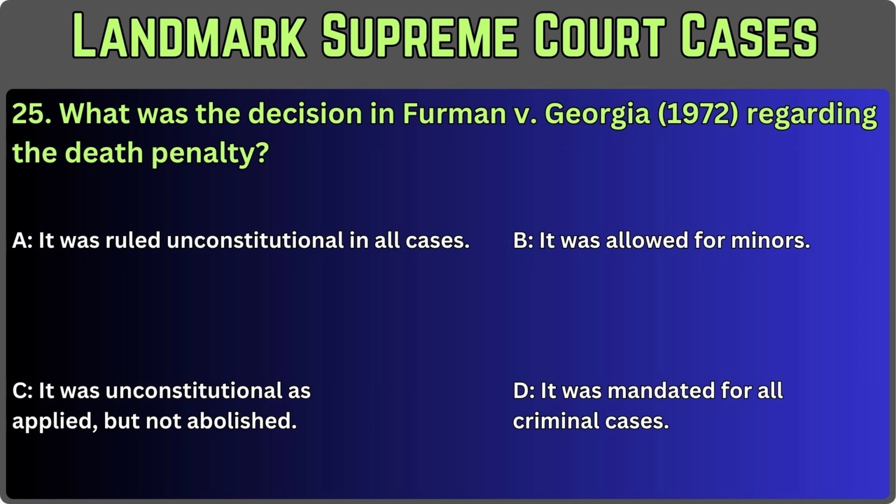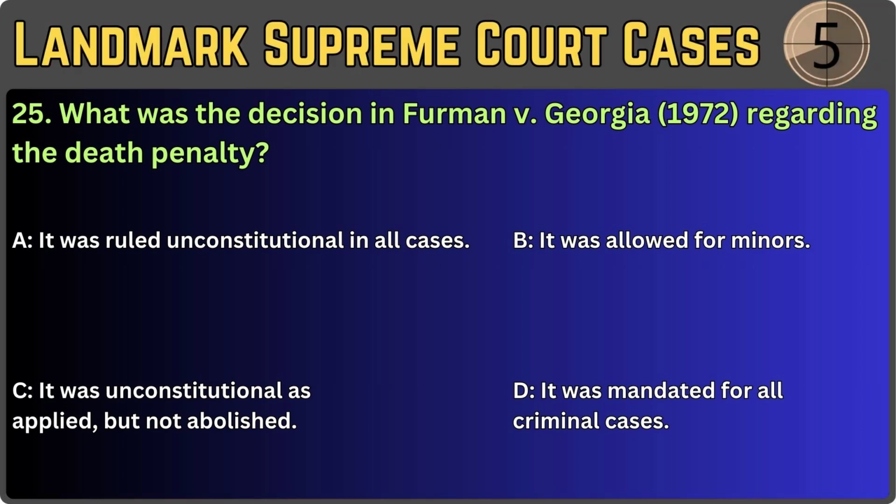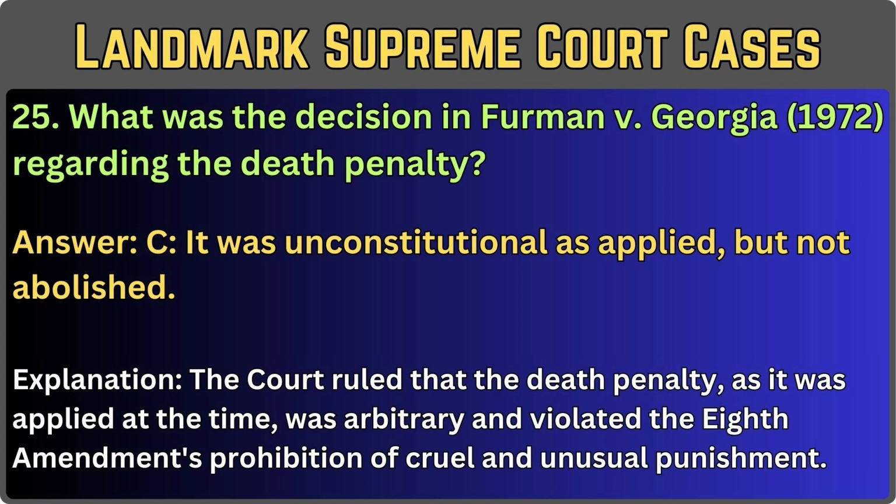25. What was the decision in Furman v. Georgia, 1972, regarding the death penalty? A. It was ruled unconstitutional in all cases. B. It was allowed for minors. C. It was unconstitutional as applied, but not abolished. D. It was mandated for all criminal cases. Answer: C. It was unconstitutional as applied, but not abolished. Explanation: The court ruled that the death penalty, as it was applied at the time, was arbitrary and violated the Eighth Amendment's prohibition of cruel and unusual punishment.